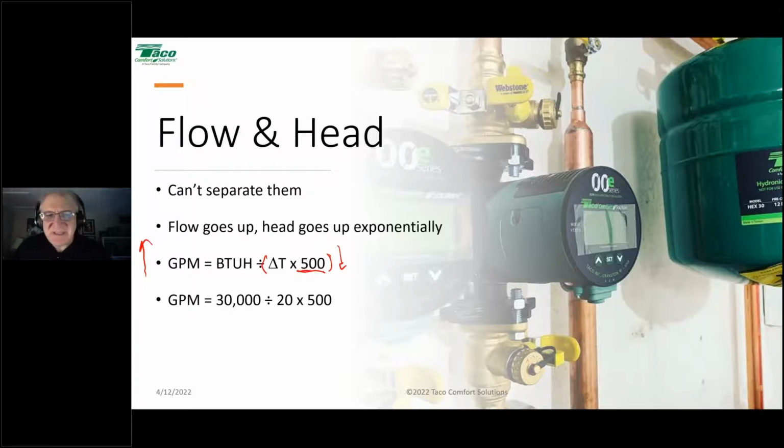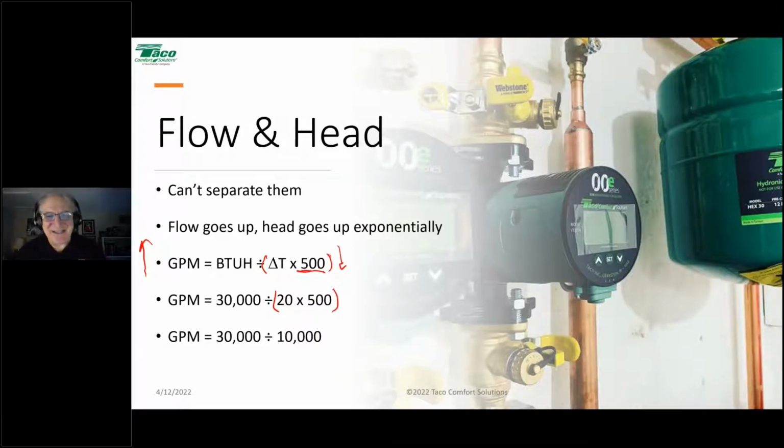So let's say I've got a 30,000 BTU zone of fin tube baseboard, and that's a big honking zone, I'll tell you what. We want to find out the flow rate, and I'm designing to a delta T of 20. So I just fill in what I know. I know the BTUH, and I know the delta T. I already know the 500. So GPM in this case is going to equal 30,000 divided by 20 times 500. Now again, in math, you always do what's in the parentheses first. 20 times 500 is 10,000. So I'm basically dividing 30,000 by 10,000. This is why we use 500, folks. It makes the math easy.